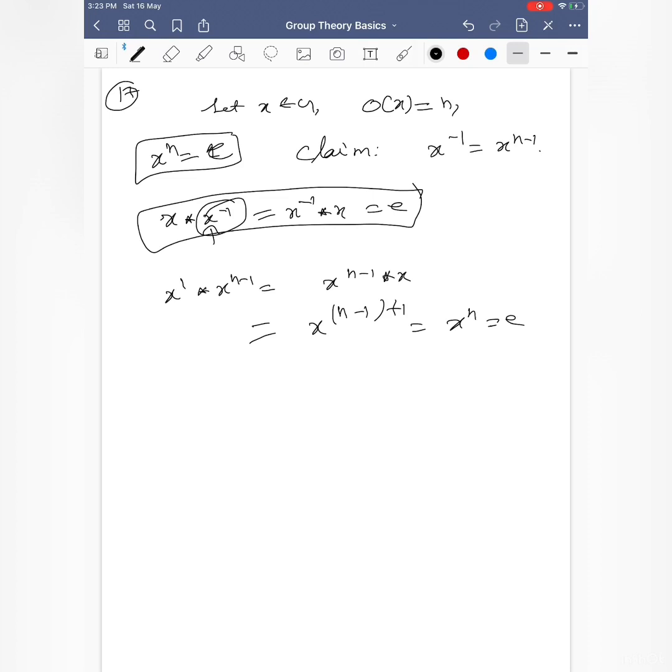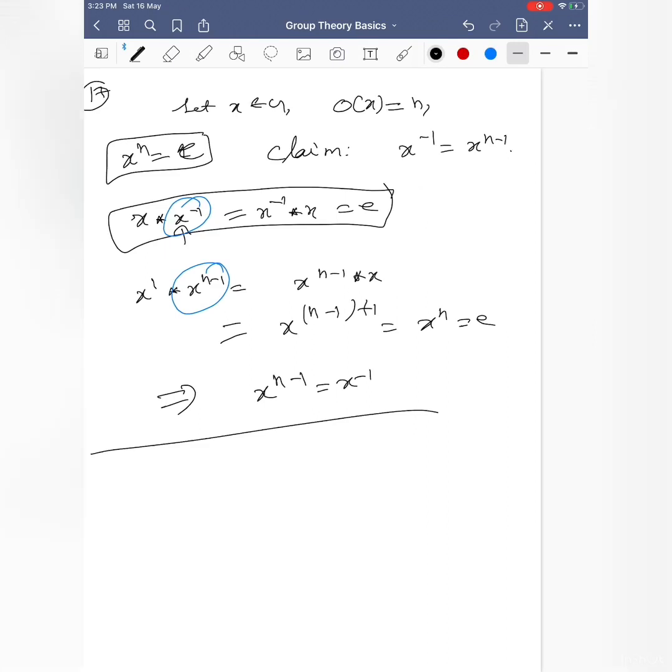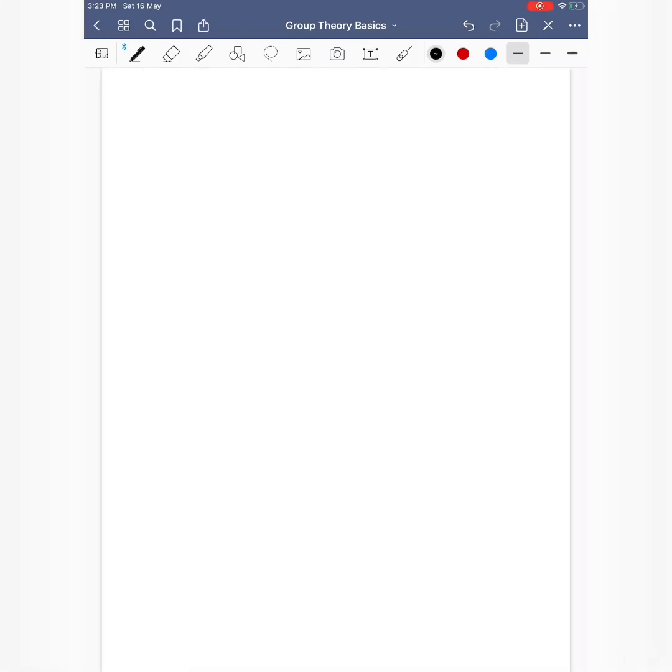So this element satisfies this condition, so that implies, by uniqueness of inverse, that x power n minus 1 must be x power minus 1. Okay, so the property that we proved in the last video, the uniqueness of inverse, helps us here to understand this. Okay, so let's go for 17.